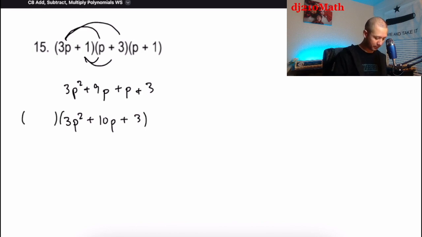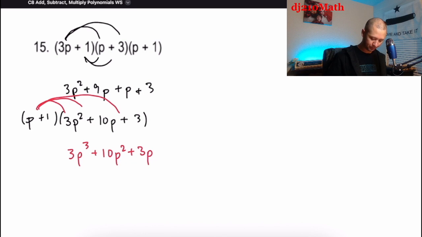All right, p plus 1. This is going to be 3p cubed plus 10p squared plus 3p plus 3p squared. All right, moving to the next term, plus 10p plus 3.